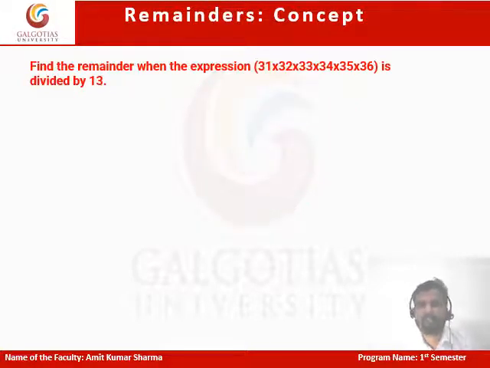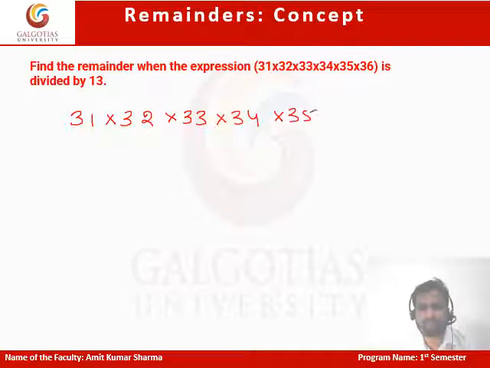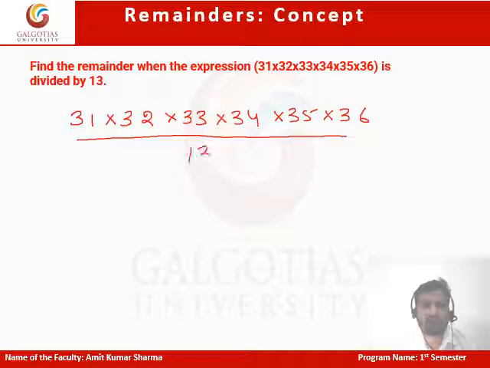Try one more number here. The number is 31 times 32 times 33 multiplied by 34 multiplied by 35 and multiplied by 36. Again a huge number divided by 13. What is the remainder? So first of all we'll do division. First of all we'll divide and then multiply.